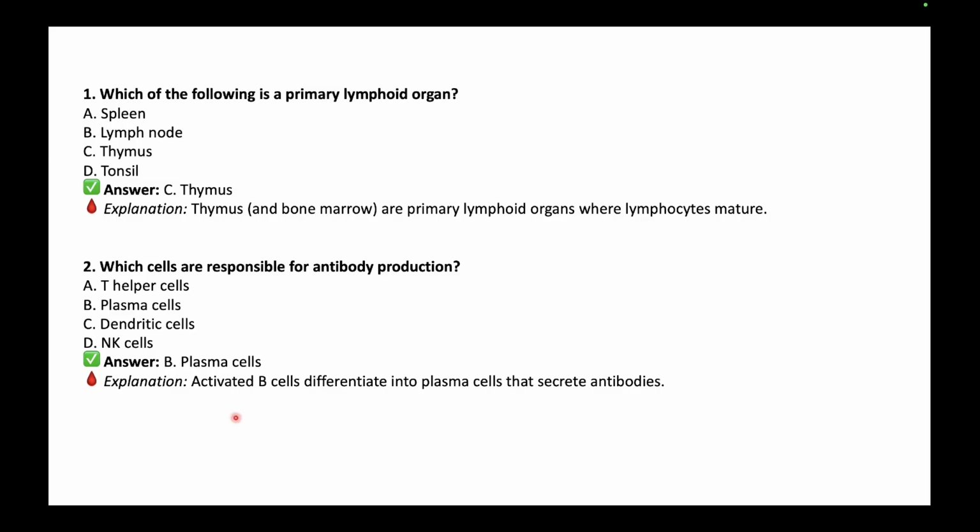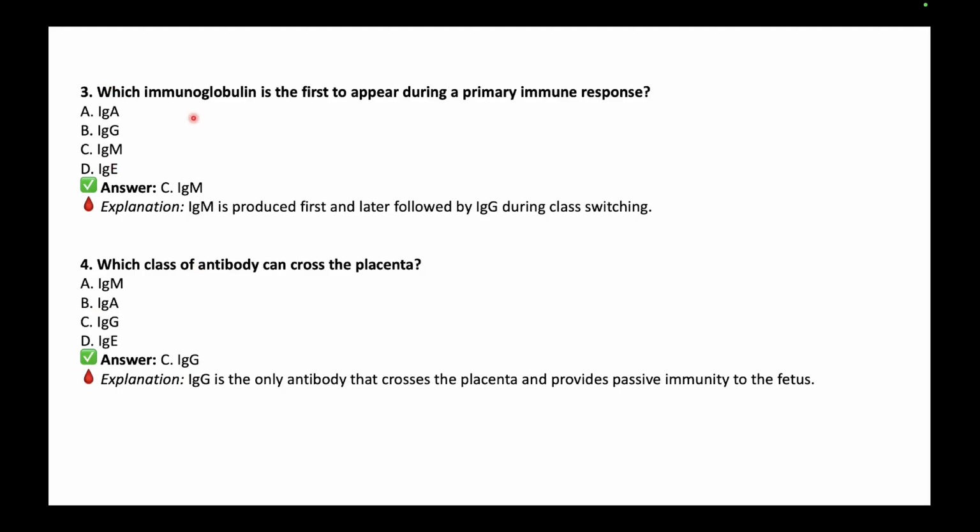Which cells are responsible for antibody production? B cells, which get differentiated into plasma cells, produce the antibody. So the correct option will be plasma cells. Which immunoglobulin is the first to appear during primary immune response? Answer will be IgM. It is produced first and later followed by IgG during class switching. Which antibody class can cross the placenta? If you remember, IgG is the only antibody that crosses the placenta and provides passive immunity to the fetus.